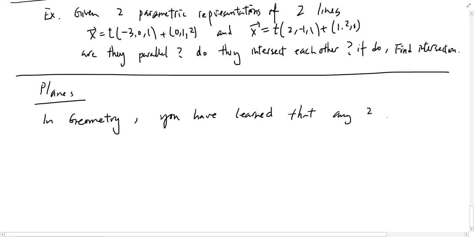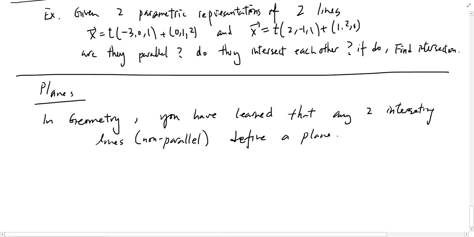So you have learned that any two intersecting lines, well, intersecting and non-parallel, because technically speaking, if you have two intersecting and parallel lines, they are just one line, so you can't use it. We have learned that any two intersecting, non-parallel lines define a plane. And so what we're going to try to do is come up with a parametric representation for it.